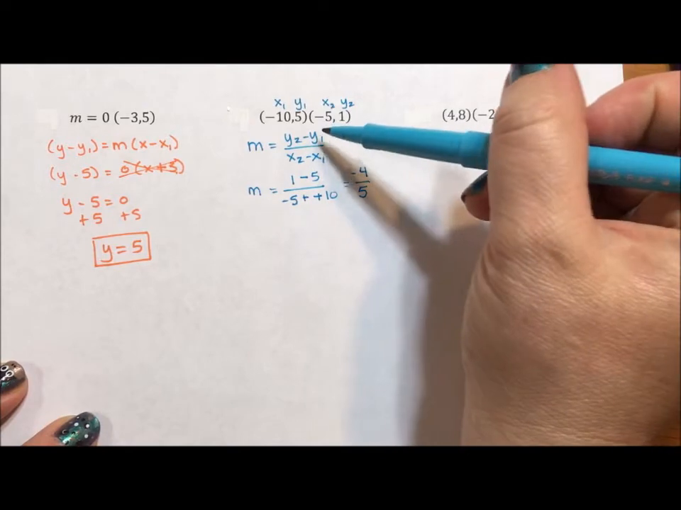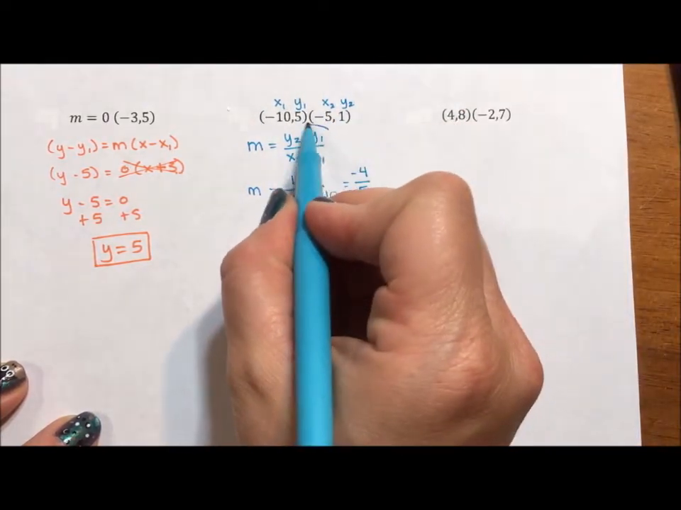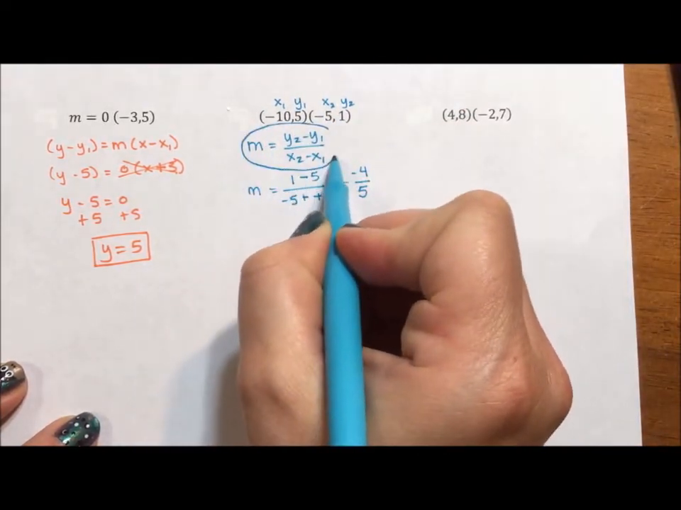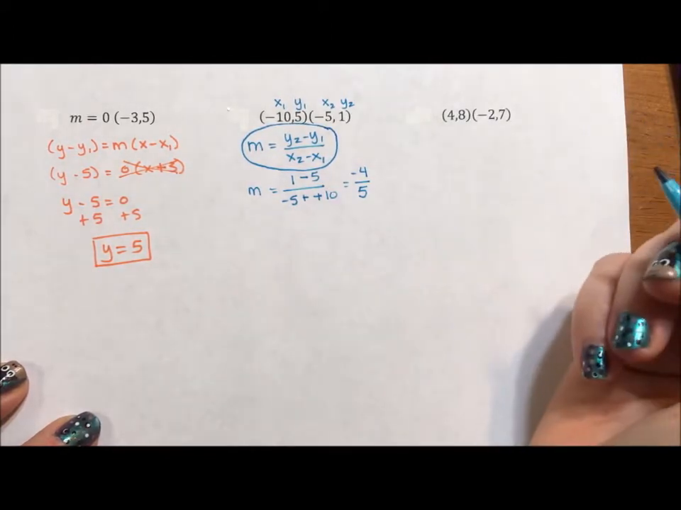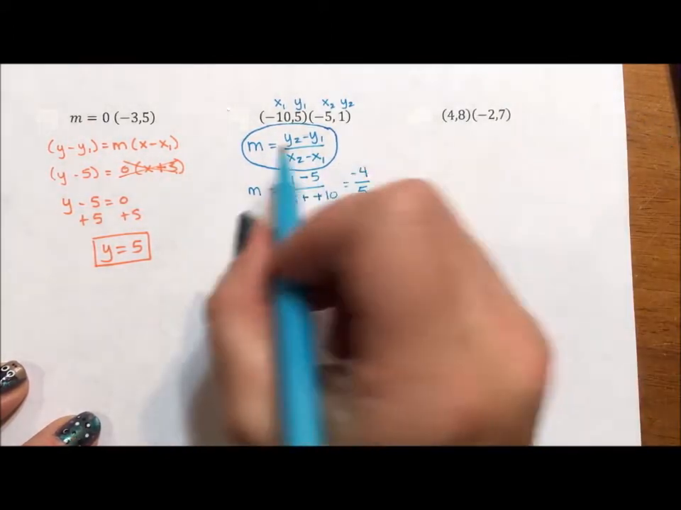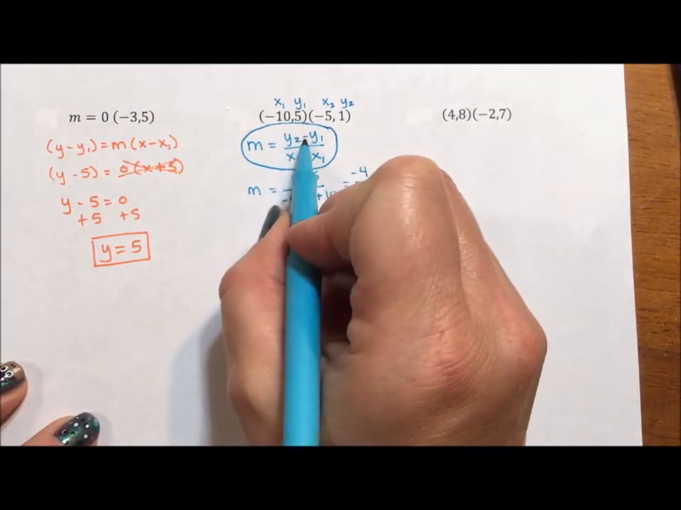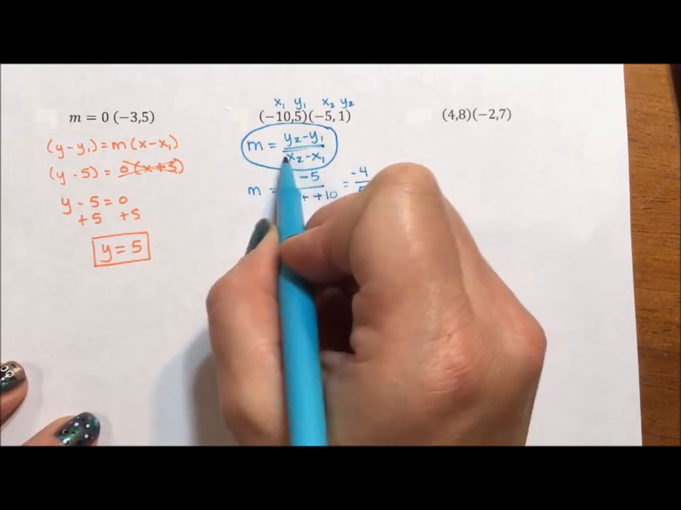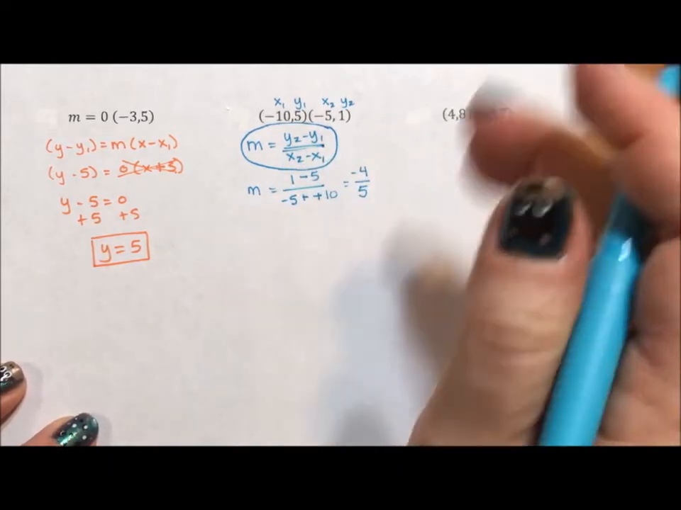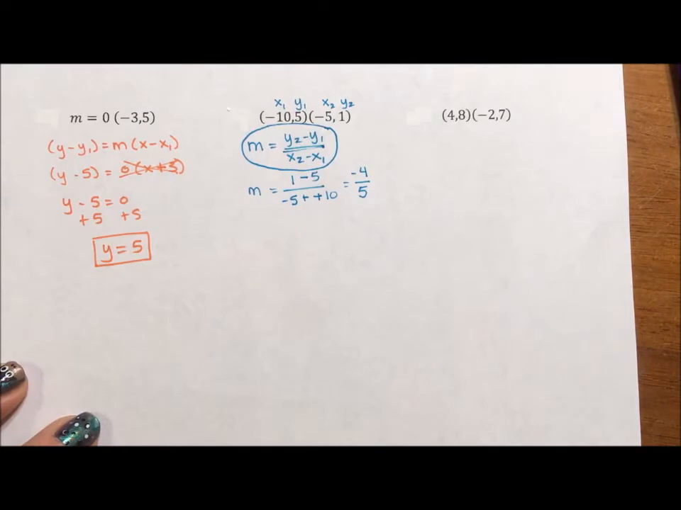By the way, if you need to memorize this little bad boy and you're thinking, how am I ever to memorize it? Just sing it to Row, Row, Row Your Boat. Slope is y sub 2 minus y sub 1 all over x sub 2 minus x sub 1. Yay! All right, that's the song for the day.